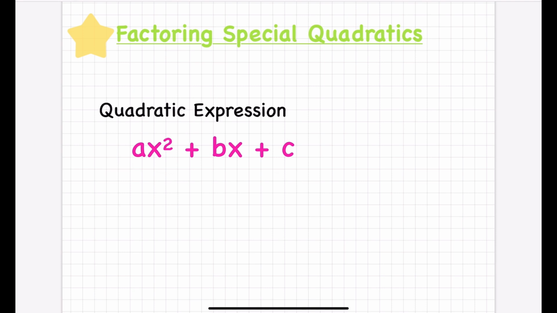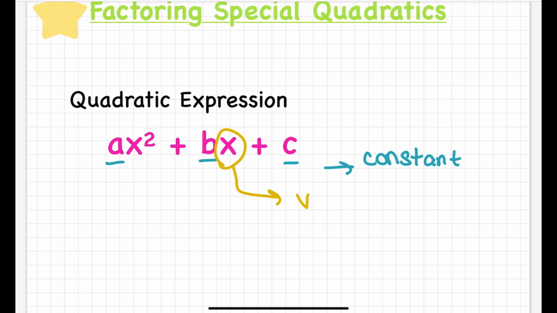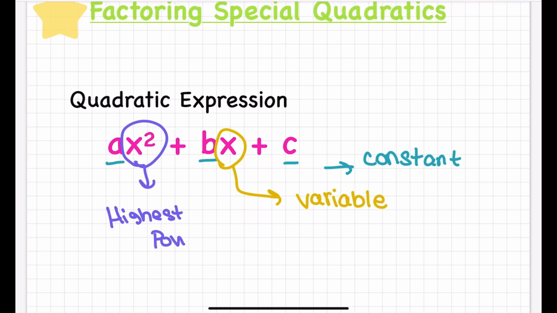First, you need to understand this form better. In this form, your a, your b, and your c are your constants. Also, x here is your variable, and x squared is your highest power. Then you need to understand this one.